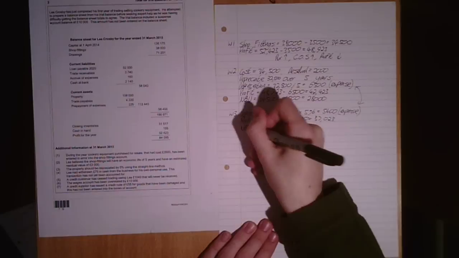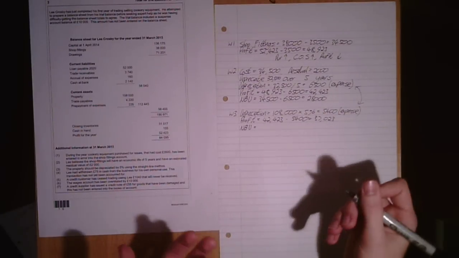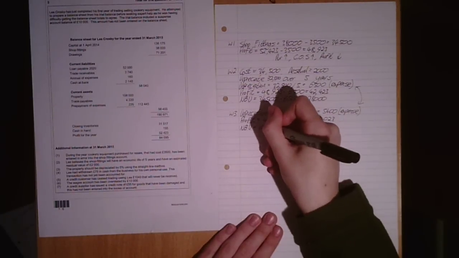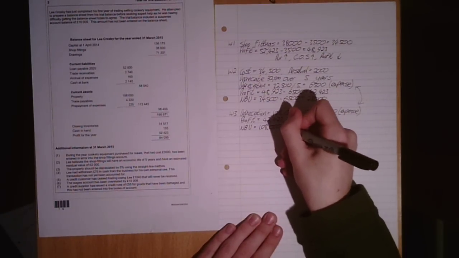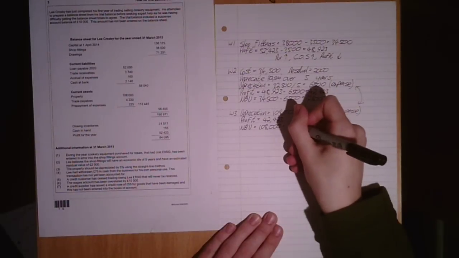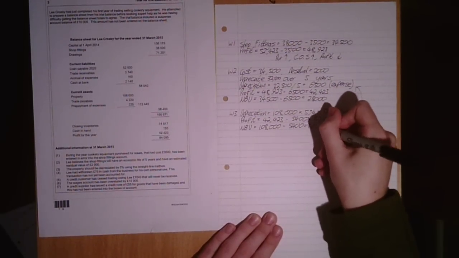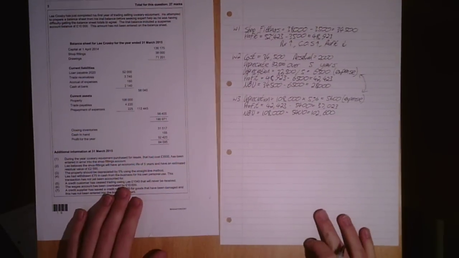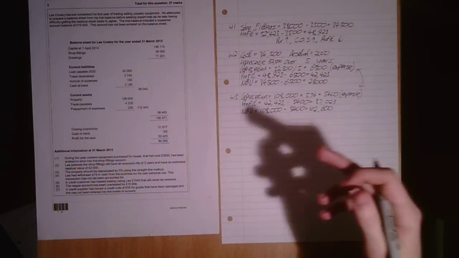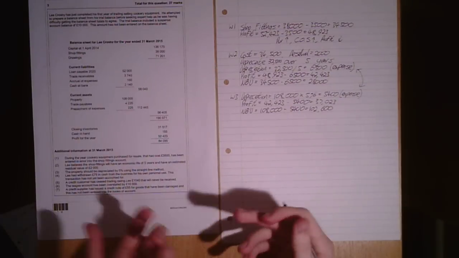And it's the same thing again. Net book value is going to get hit, isn't it? We've not adjusted for this depreciation yet. So 108,000 to take away, guess what, 5,400 equals 102,600. Easy. So W2 and W3, if you get the idea for one, you're just going to get it for the other straight away, aren't you?